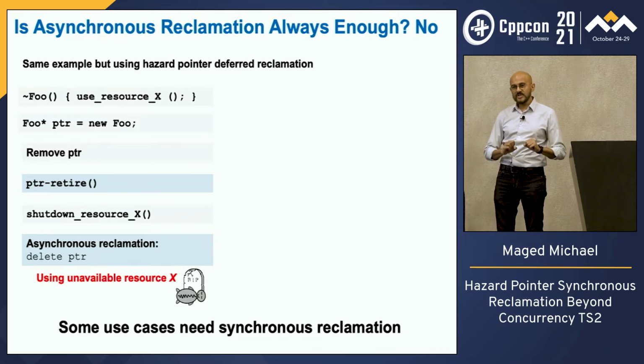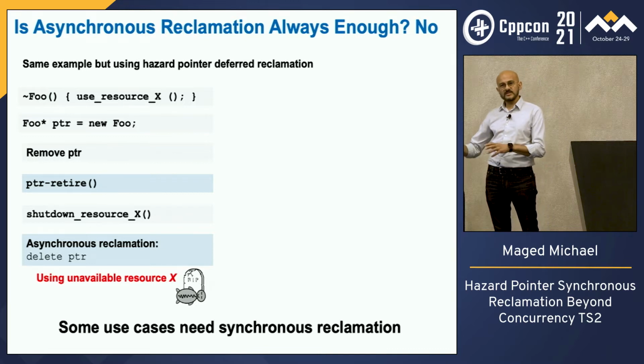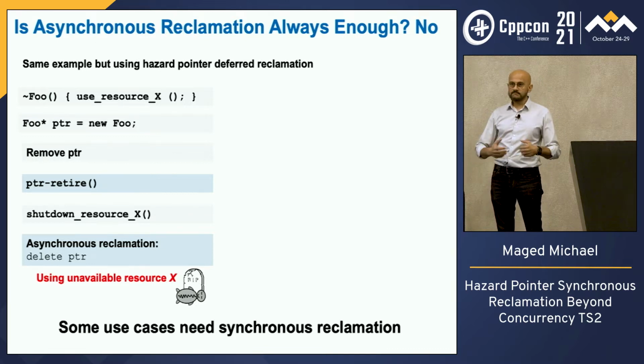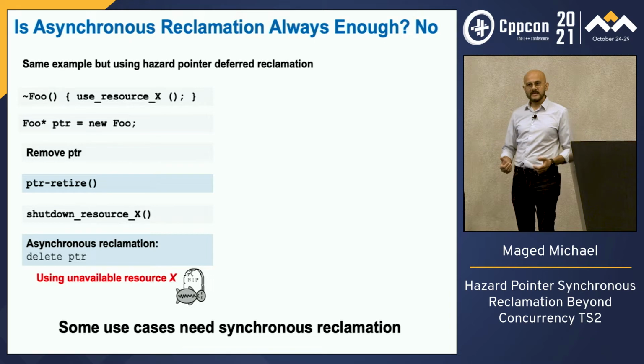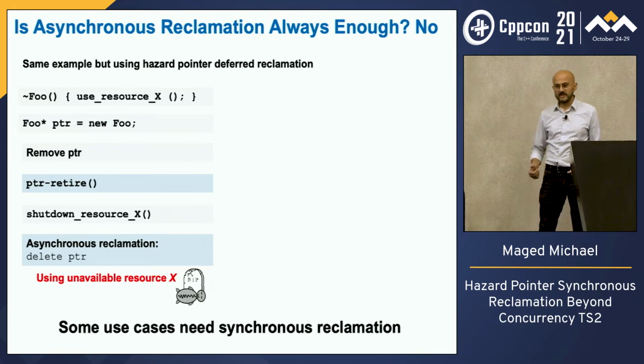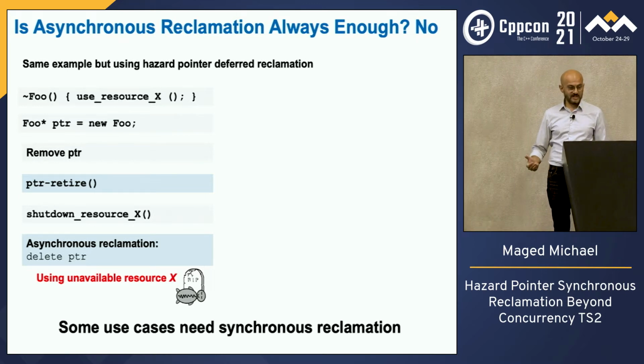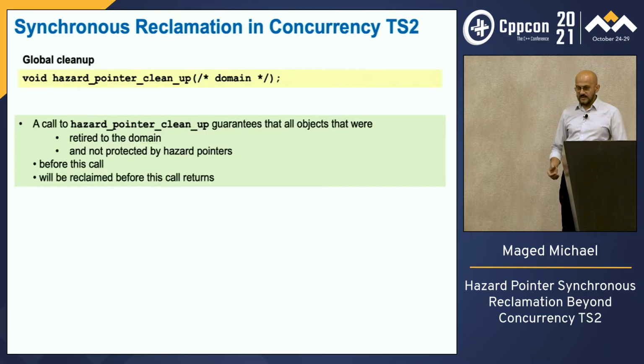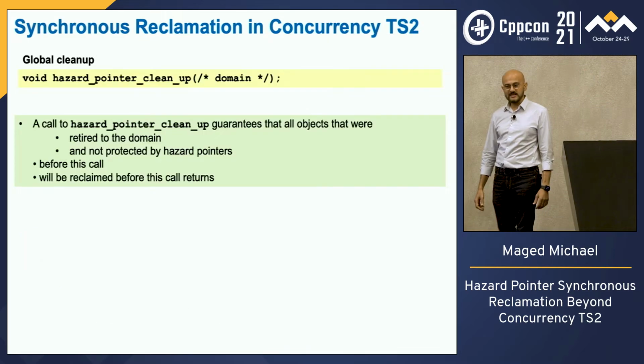Here we retire the object, but we haven't reclaimed it. Now we shut down the resource X, and there's no limitation on asynchronous reclamation. It later does the reclamation, finds that the object is reclaimable, and deletes it. But now we're using an unavailable resource, and we crash. So some use cases need more than that, they need synchronous reclamation. So now let's get back to the Concurrency TS2.